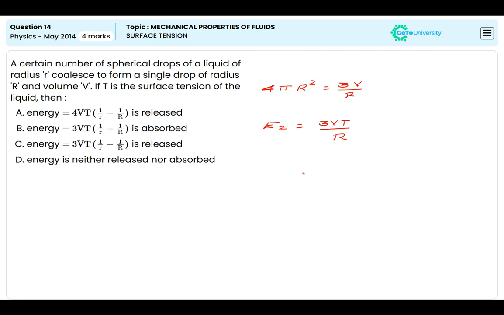The energy released, which is the difference between the initial and the final, that is E1 minus E2, is equal to 3 into V into T into 1 upon r minus 1 upon capital R. This we can see in the option, that is 3VT into 1 upon r minus 1 upon R. Option C is our right answer.